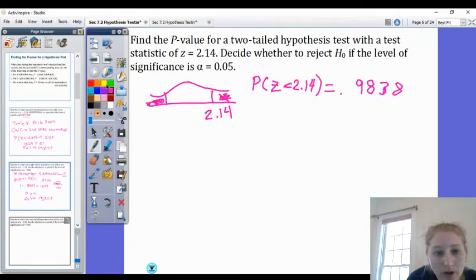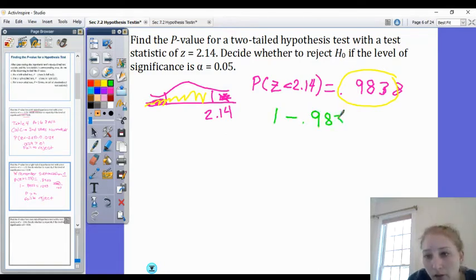But I just found the entire area here, so this is everything that's to the left. I need to figure out what's to the right of it, and I'm going to do that by subtracting from 1. So 1 minus 0.9838 is going to give me 0.0162. Essentially, this area in pink right here is 0.0162.